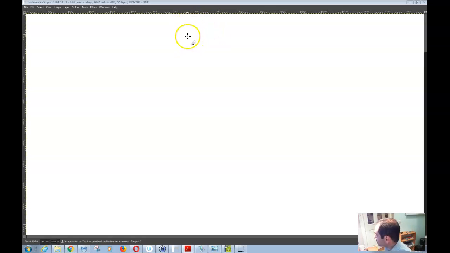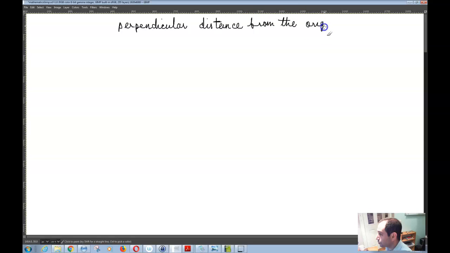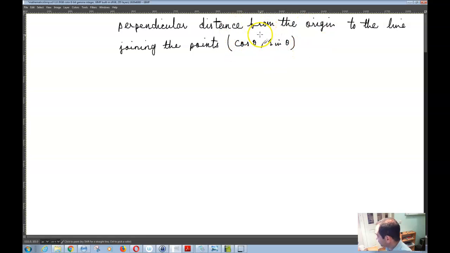Okay, so the perpendicular distance from the origin to the line joining the points cos theta, sin theta, and cos phi, sin phi.